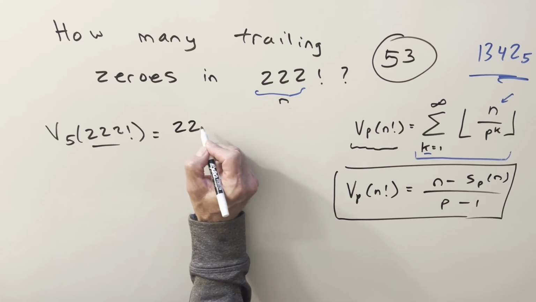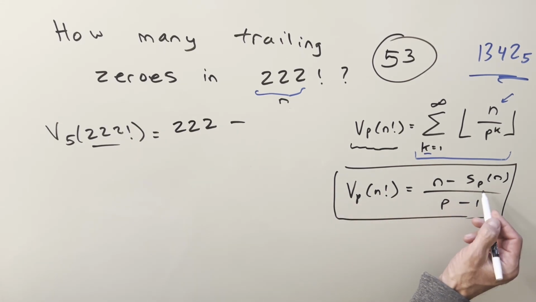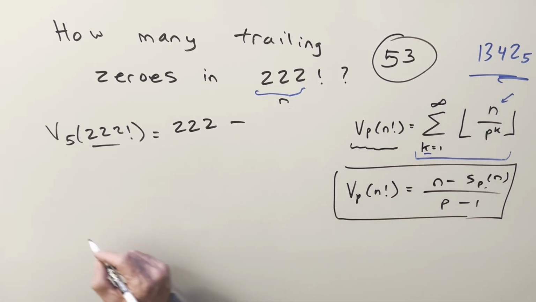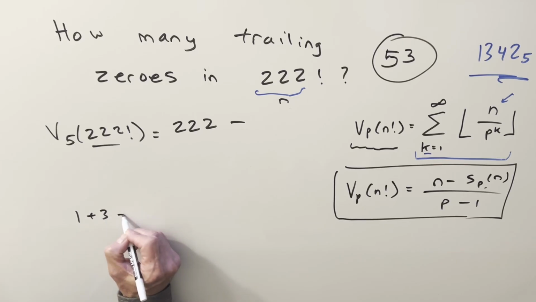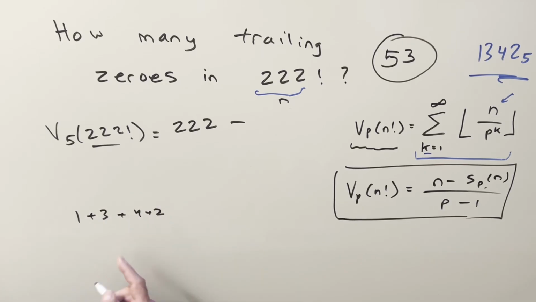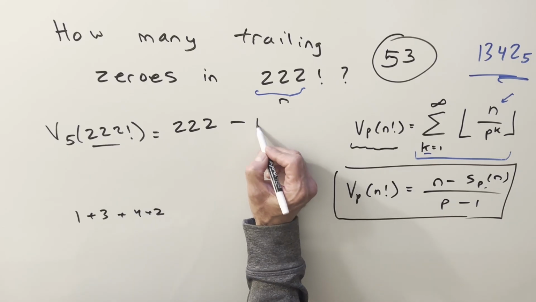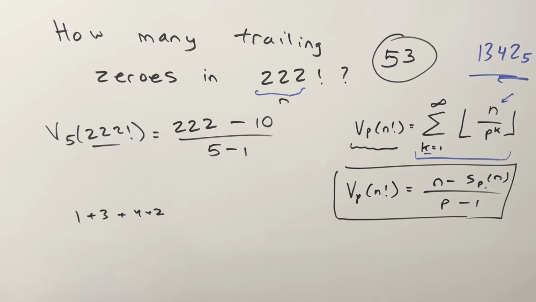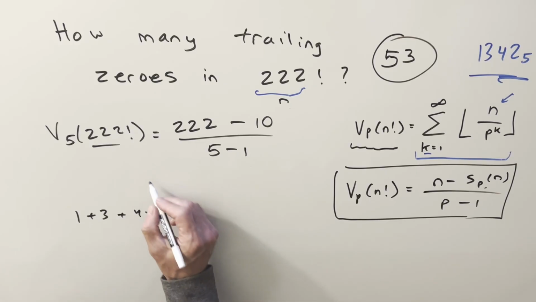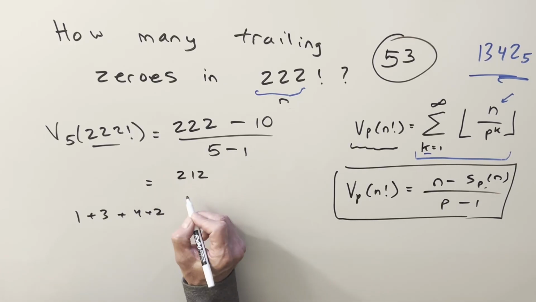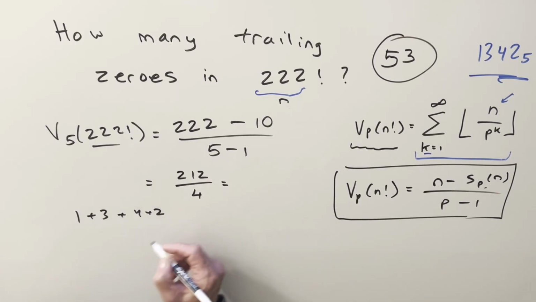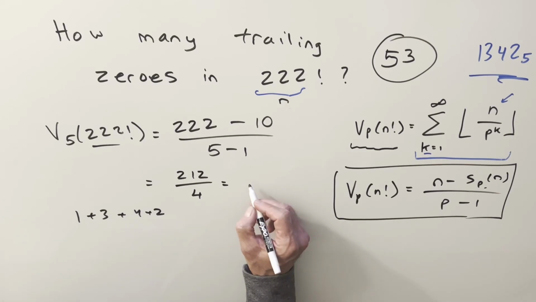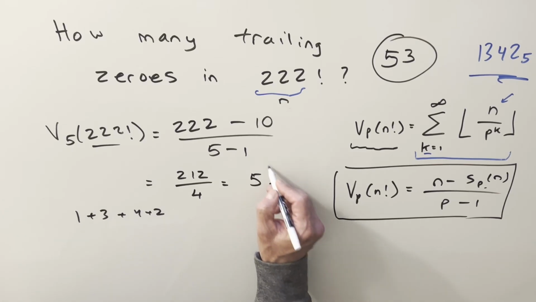So we want 222 minus, that value is going to be the sum of the digits here. So it's going to be 1 plus 3 plus 4 plus 2. That's going to be 10. So we want 222 minus 10 over 5 minus 1, which is just 4. Reduce this, we end up with 212 divided by 4, do the division, and for the solution on it, we just get 53, and that's it.